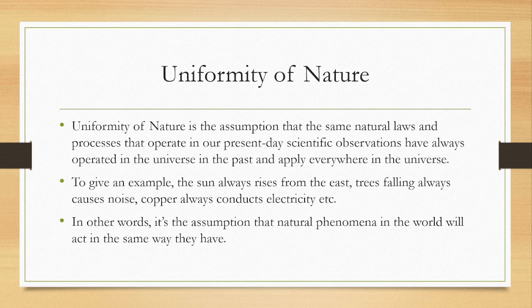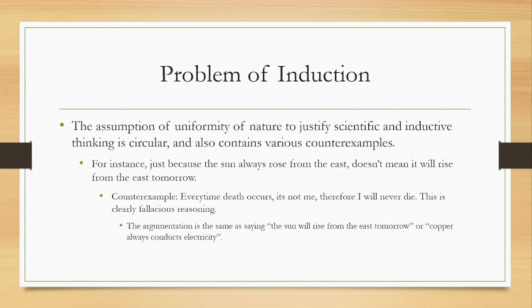We can give some real-world examples that at the very least seem to be legitimate ways of knowing things, like the sun always rising from the east. The sun always rises from the east, so tomorrow it's also going to rise from the east. Whenever trees fall, it always causes noise, so the next time a tree falls, it's going to cause noise, even if no one is going to hear it. Or copper has conducted electricity in the past, so it will do the same in the future, within the same conditions. So natural phenomena in the world will act in the same way they have in the past.